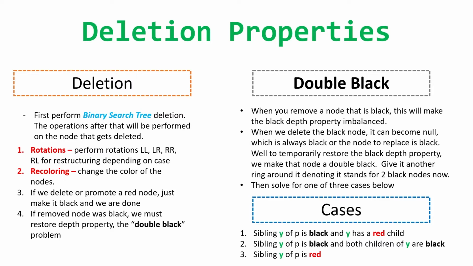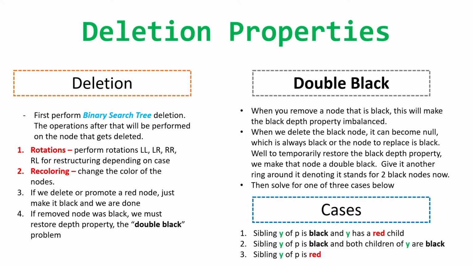The last property to look out for is if the removed node was black, we have to restore the black depth property. So we create a double black problem. What is this double black problem? Let's go a little bit more in depth about it.